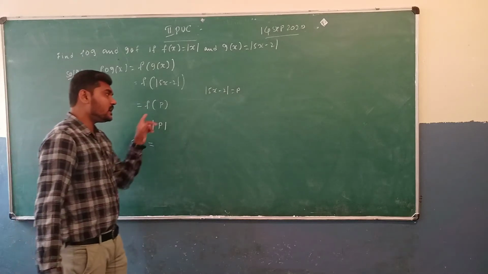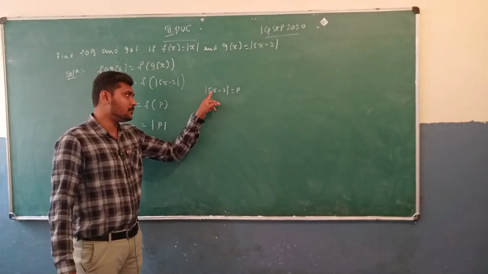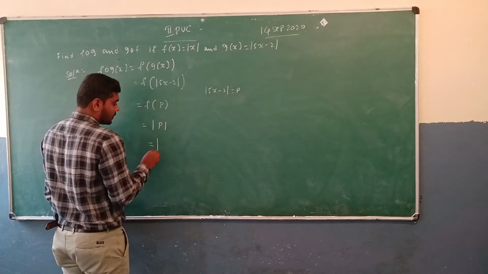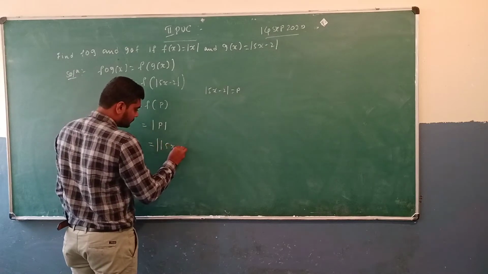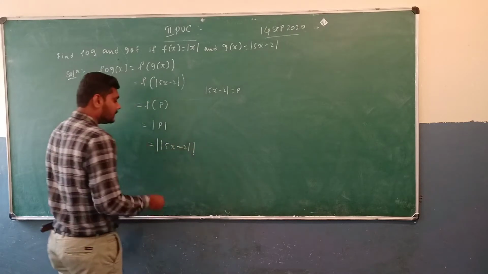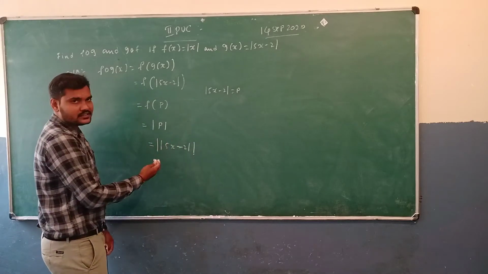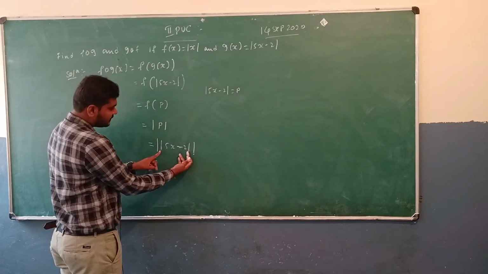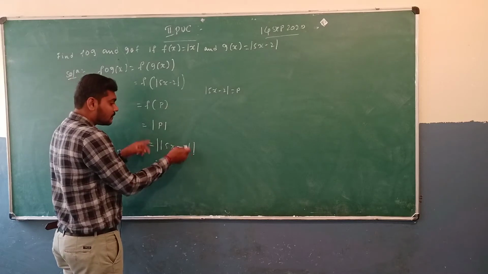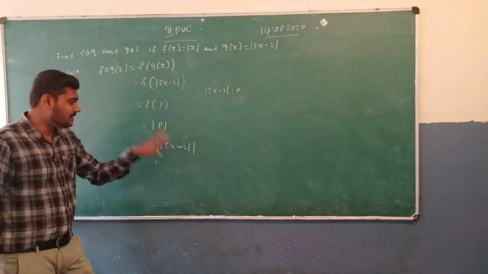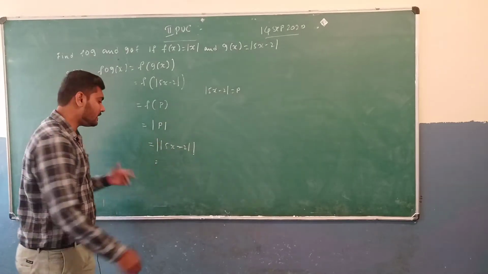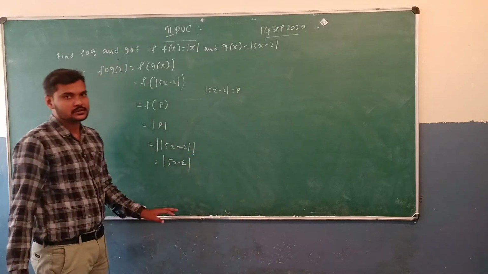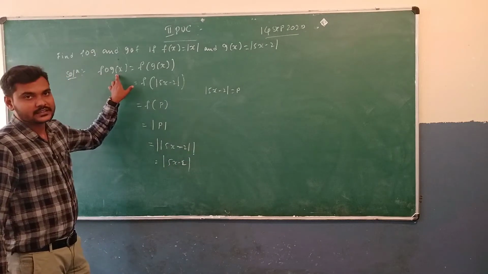So what is the value of p? They have given p is nothing but mod of 5x minus 2. So here it is mod of 5x minus 2. If the negative sign comes under the modulus, it's going to be a positive sign, and if it is positive, it stays the positive sign. So under the modulus function, we can easily say that 5x minus 2 itself is going to be the value of fog of x.